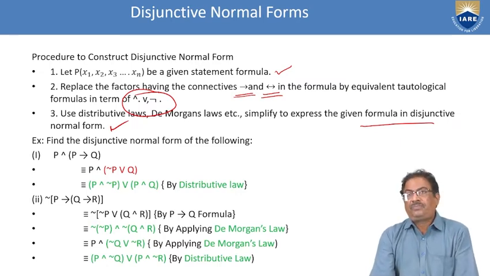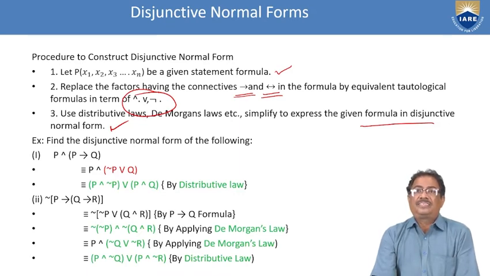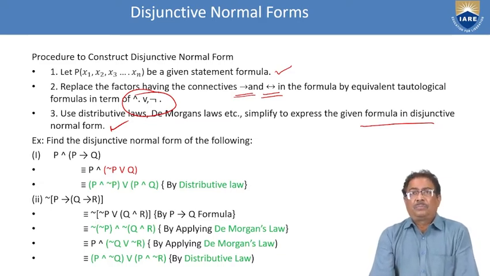We reduce it to another form. That reduced form is, as we said earlier, nothing but the sum of the elementary products. Then we can say that it is in disjunctive normal form. Otherwise, it is not in disjunctive normal form. So this is the procedure to construct the disjunctive normal form.